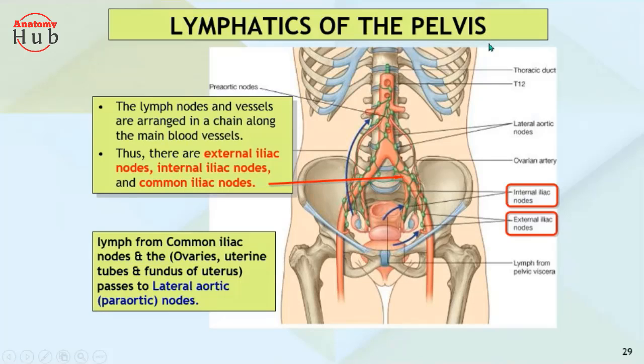Okay, and through the left subclavian vein it will come towards the brachiocephalic vein. From the brachiocephalic vein it will go towards the superior vena cava. Okay, and from superior vena cava to the right atrium. Okay, in this way the lymph is draining to the heart.